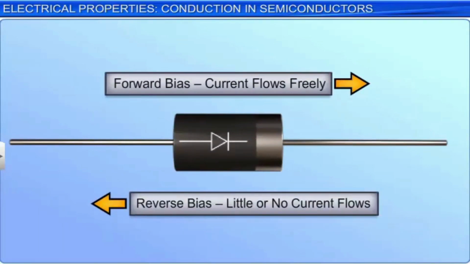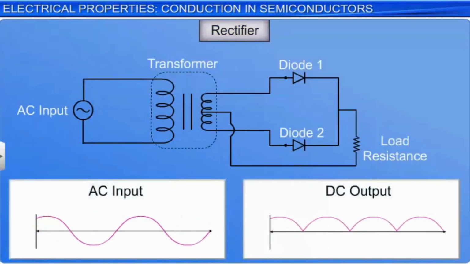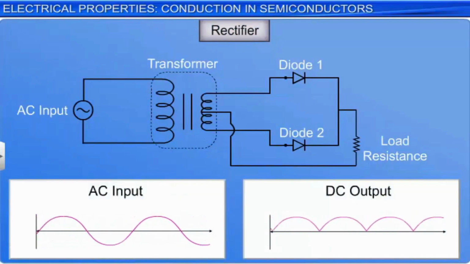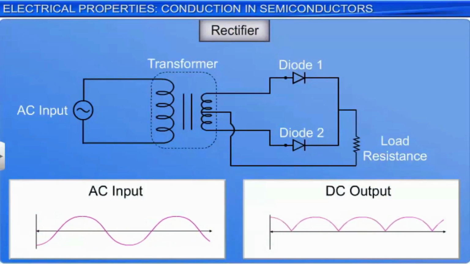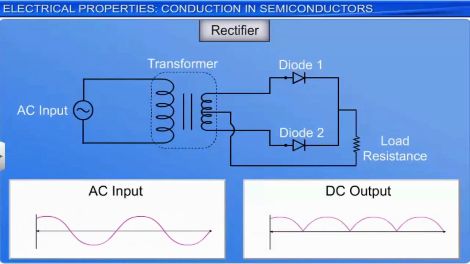One of the most popular applications of the diode is in rectifiers. Rectification is the conversion of alternating current into direct current. A rectifier is a device that allows electrons to flow only in one direction.